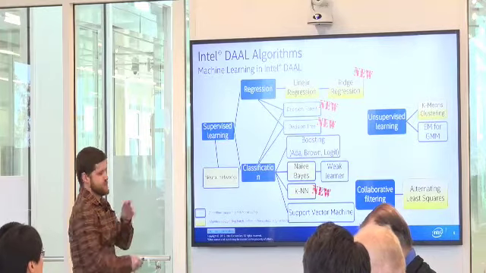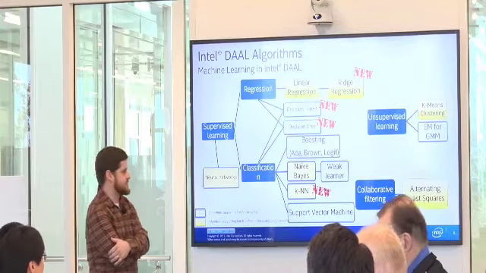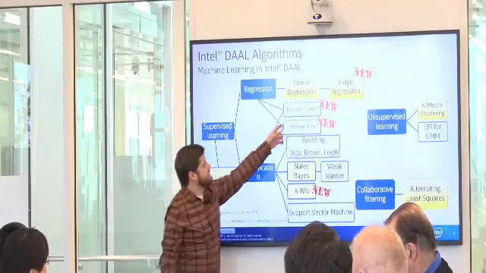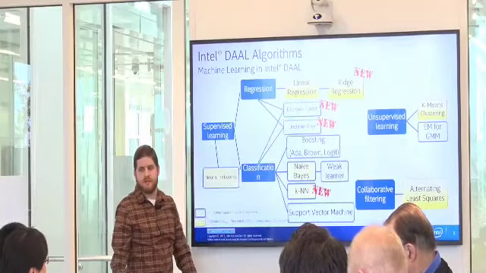This is the machine learning algo side of things. This is what's inside the library as of now. Decision forest is random forest. We just call it decision forest.